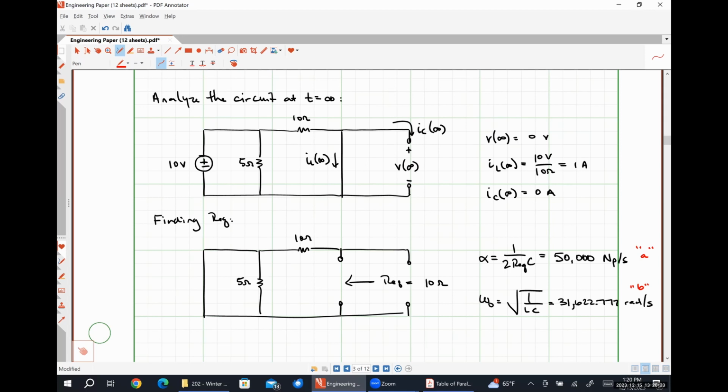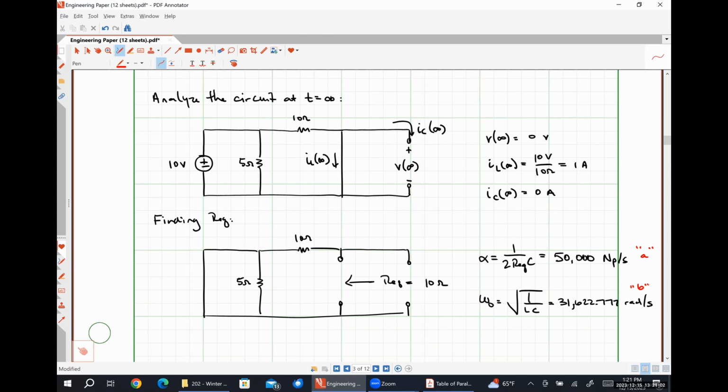So based on these results, is this circuit critically damped, overdamped, or underdamped? It's overdamped because alpha is greater than omega naught. Okay. So since our circuit is overdamped, we are going to use our overdamped response relationship. Now we need to figure out the most efficient way to solve for things.